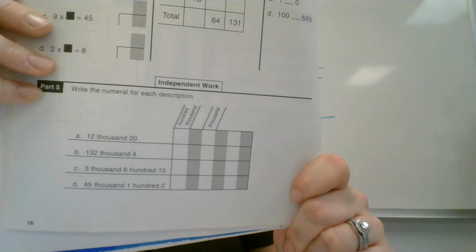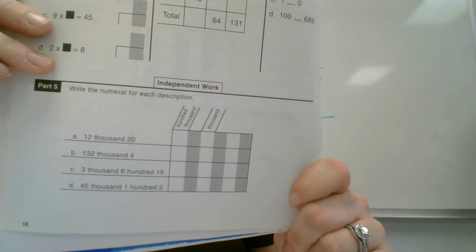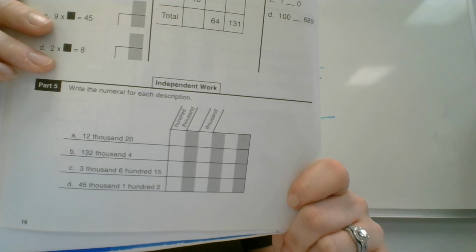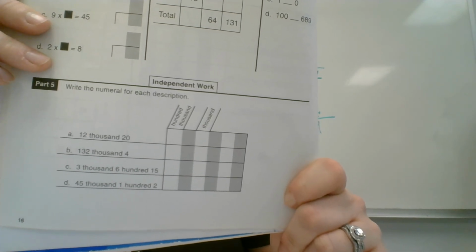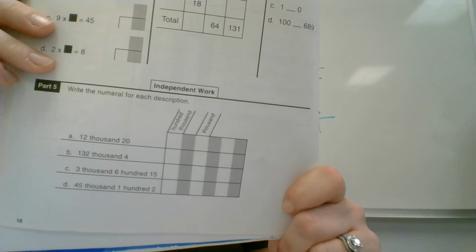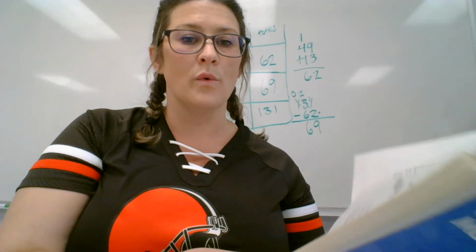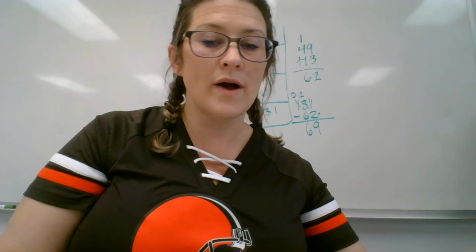Part 5 is independent work. Don't forget to put your comma in when you say the word thousands. After you write your thousands numerals, you'll work the problems in parts 5 through 7 in your textbook. When you are finished, please go ahead and submit.